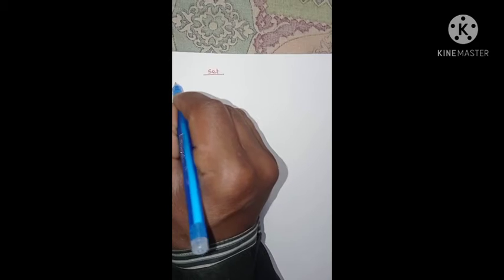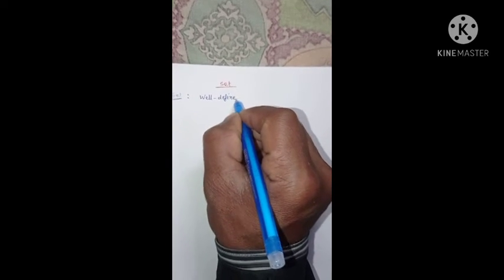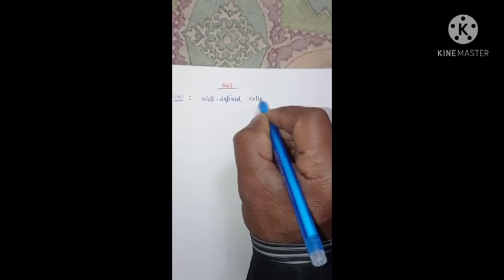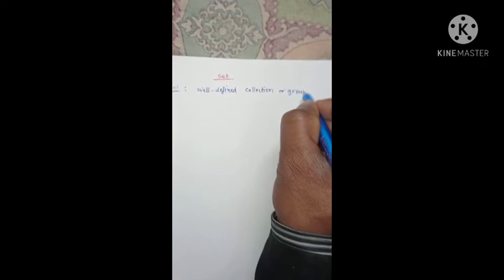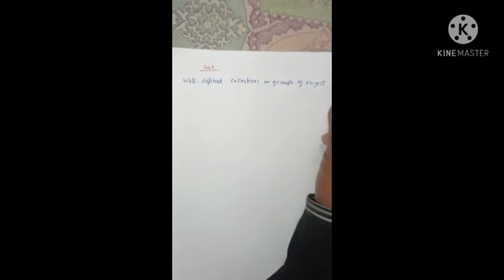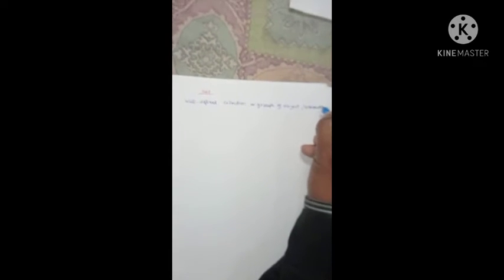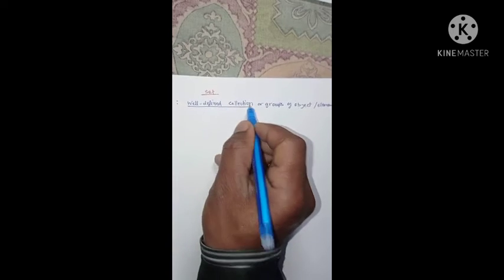First let's study set. So what is the set? We can define a set as a well-defined collection or group of objects, or you can say elements. So here you have to see well-defined collection.